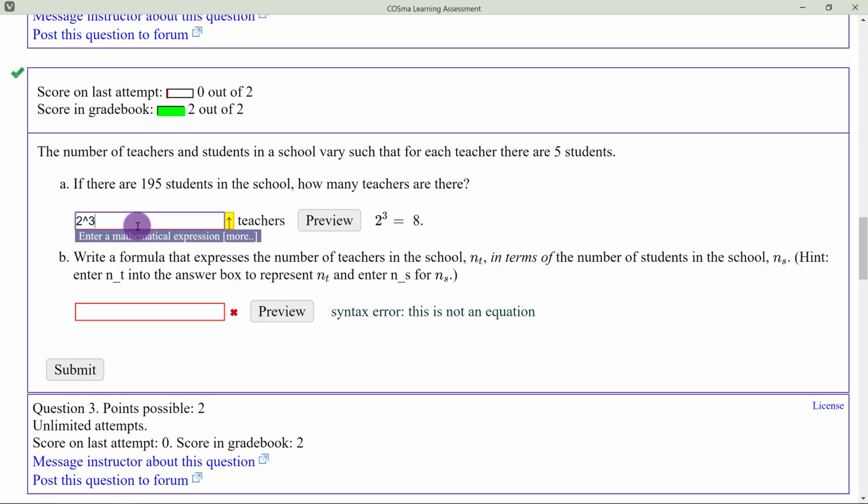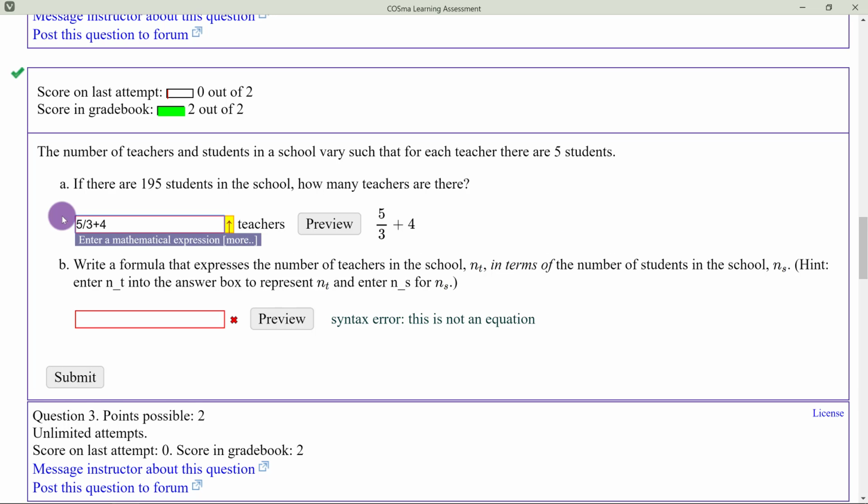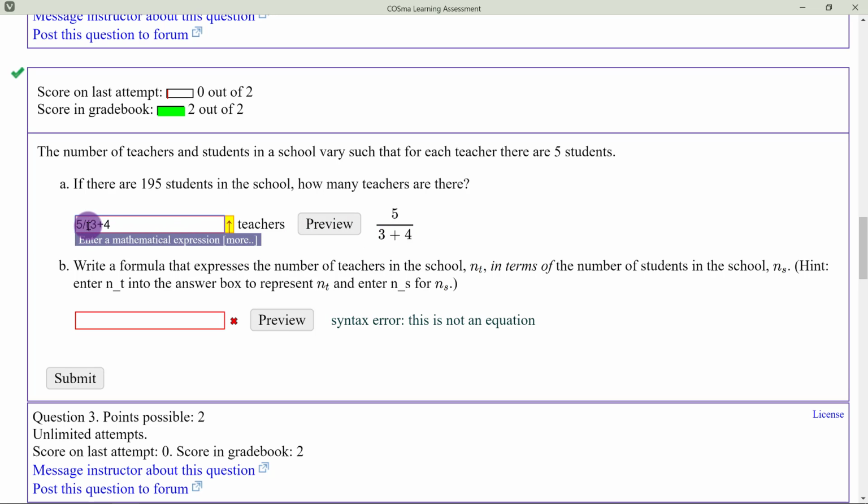In math, we use parentheses to group together expressions, and we do that in this input as well. So for example, if we wanted 5 divided by 3 plus 4, then if we typed in 5 divided by 3 plus 4, the system understands this as 5 divided by 3 and then plus 4. And so we need to group together the 3 plus 4 for the system to understand this in a way that we want. So we would do 5 and then wrap that 3 plus 4 in parentheses, and then we see the 5 divided by 3 plus 4 like we wanted. So we use parentheses in this input a lot like we do in mathematics.